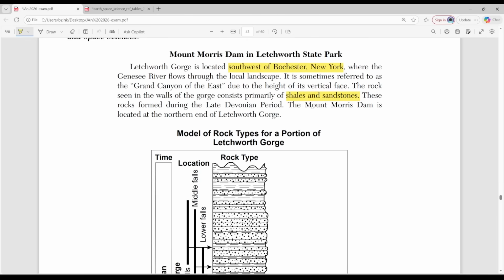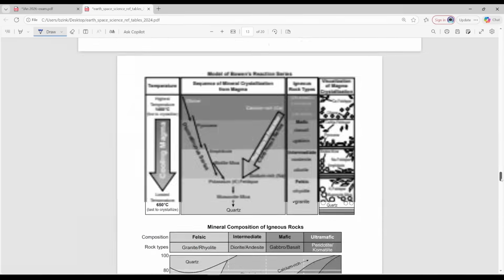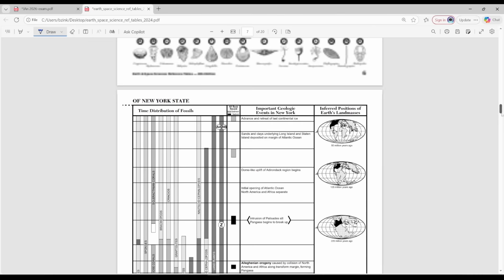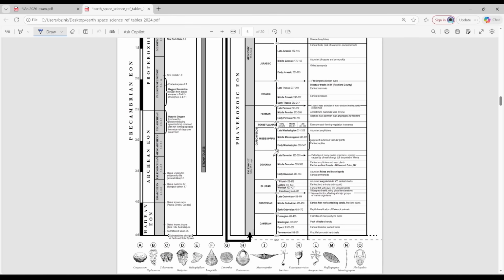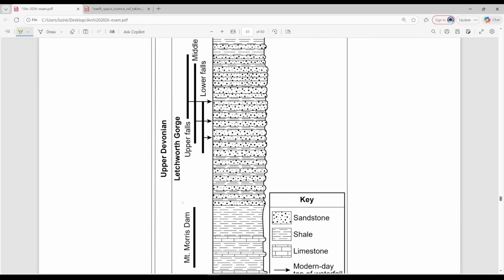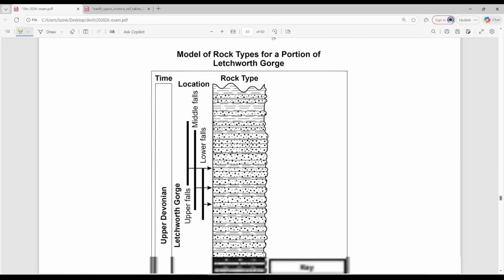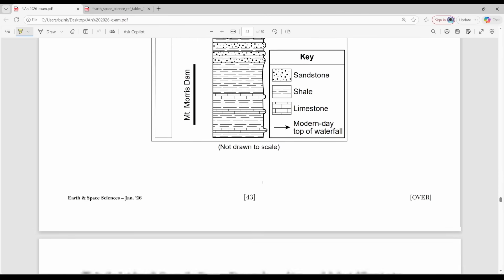Okay. These formed in the late Devonian period. So that could be something to do with our geologic history, Devonian, right here. Maybe we're here, late Devonian specifically. I'm just thinking of what they can ask. We got these sections of rock: Devonian, shale, sandstone, limestone. Great.